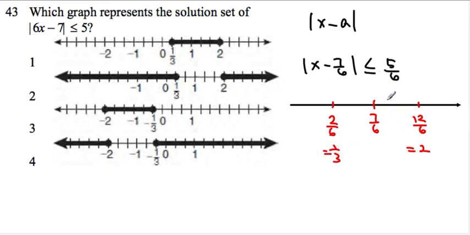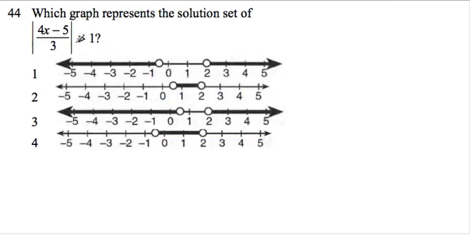But the distance has to be less than or equal to that, so what we are looking at is closed circles with the less than or equal to. That distance, we end up getting the values inside. So 1/3 to 2, which will be choice 1.